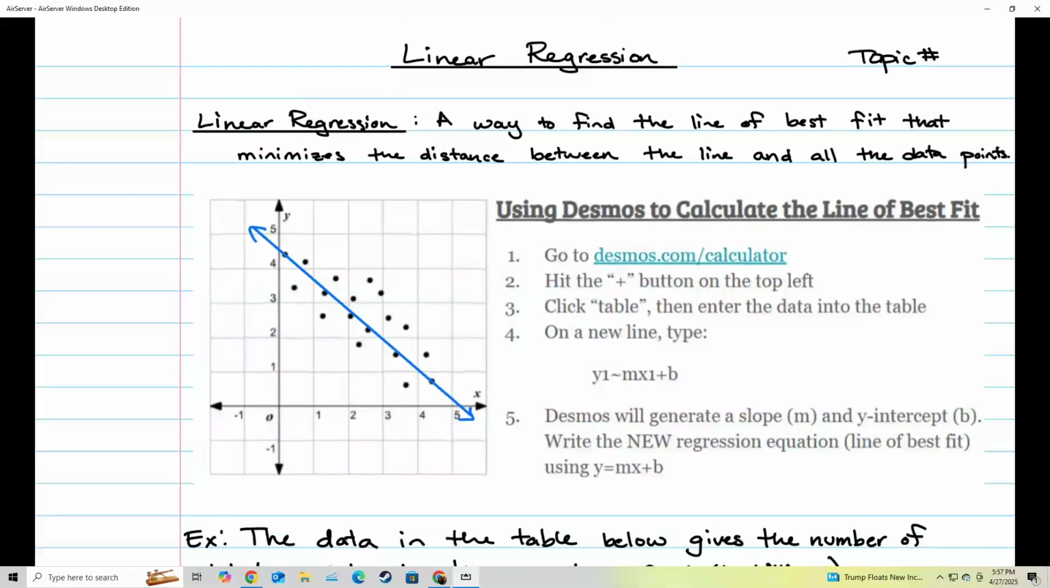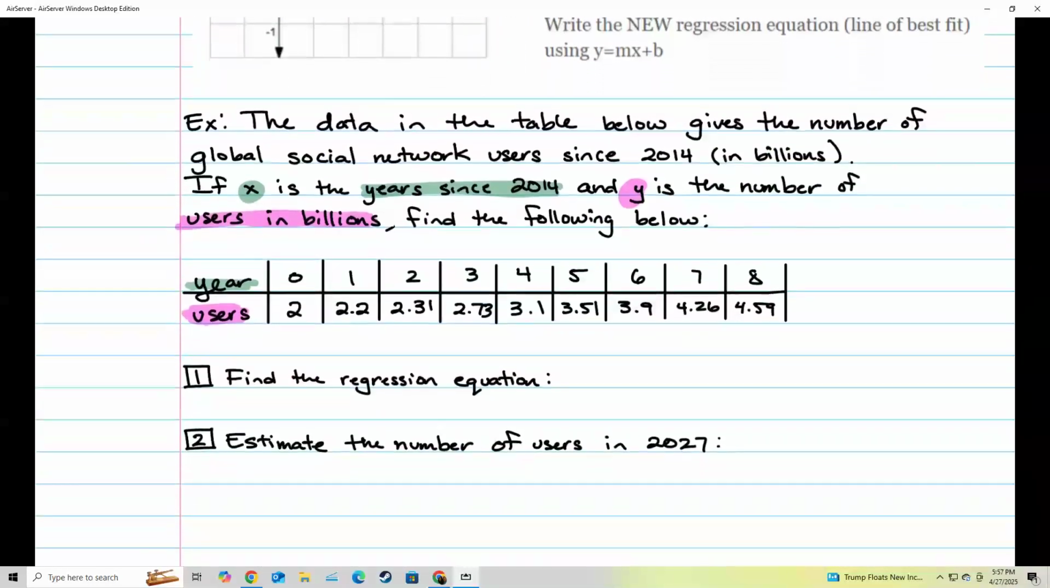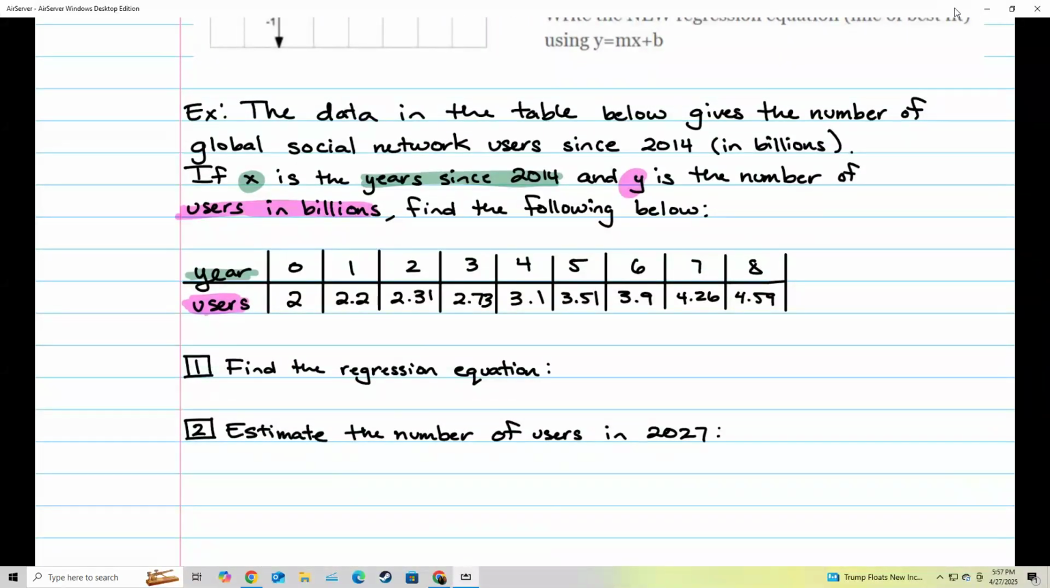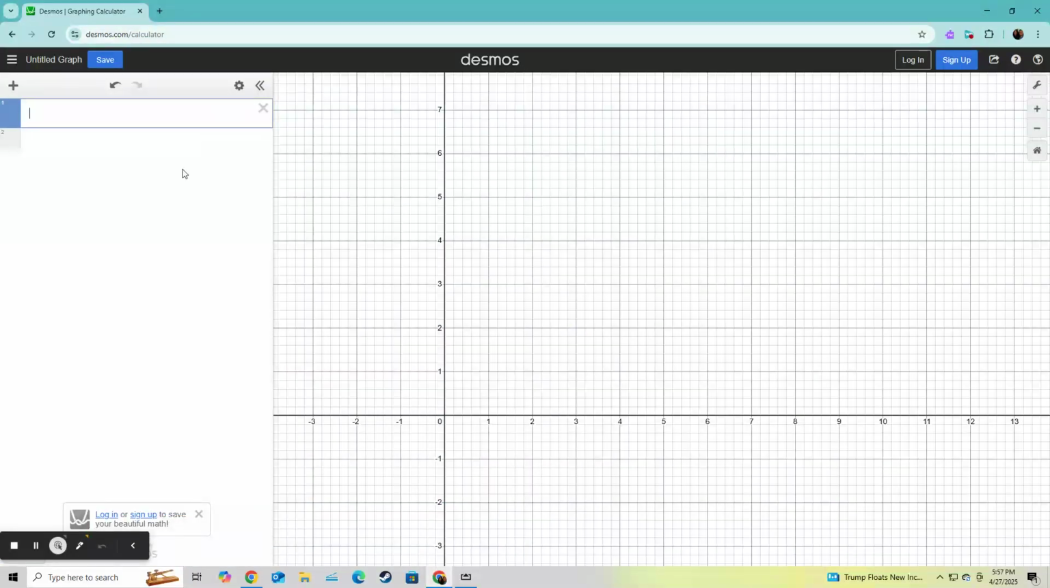Which is, we're going to go to desmos.com/calculator, and we're going to do steps 1 through 5. Okay, so give me a minute to set up. I'm going to show you what it looks like here. There is Desmos. Notice that I already went to desmos.com/calculator, and step 1 was to go to the website.